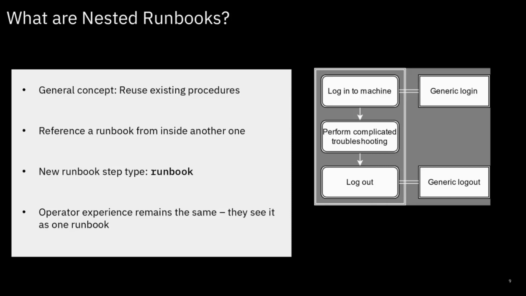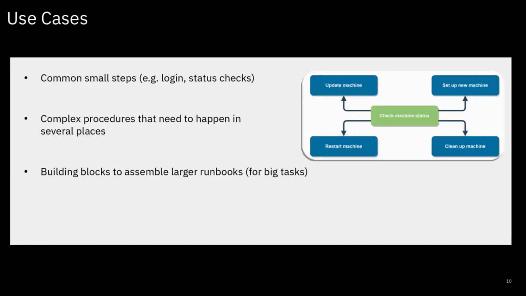So in our example that we have on the right-hand side, we can now replace the generic login to a machine with a single runbook and reference that from a lot of other runbooks, and also replace the generic logout and replace that in a lot of runbooks. If you have a lot of these common small steps, you just have to write them once and update them once, and all the other runbooks will immediately pick up the changes.